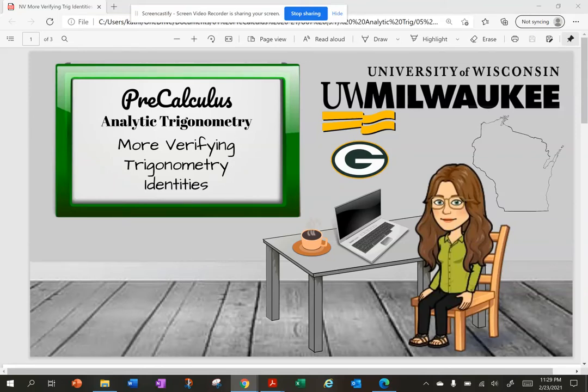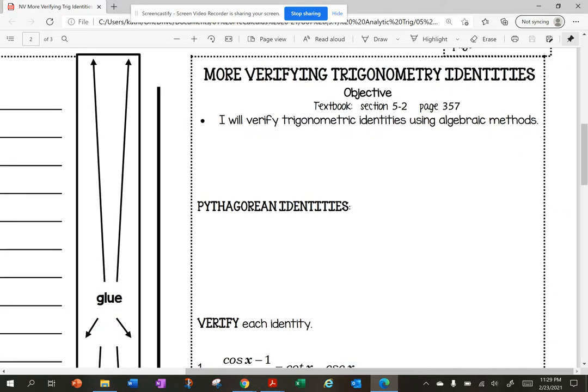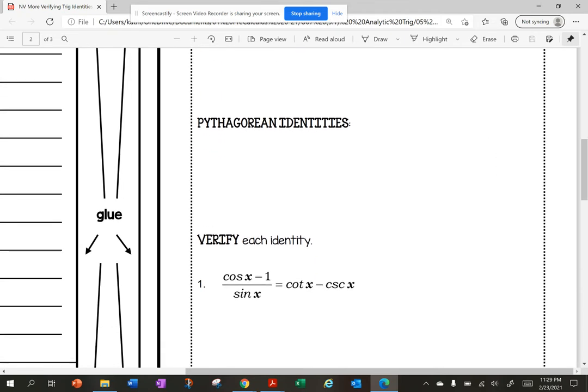Today's lesson is more verifying trigonometric identities. My learning target is I will verify trigonometric identities using algebraic methods. Today I'm going to use some of the Pythagorean identities.